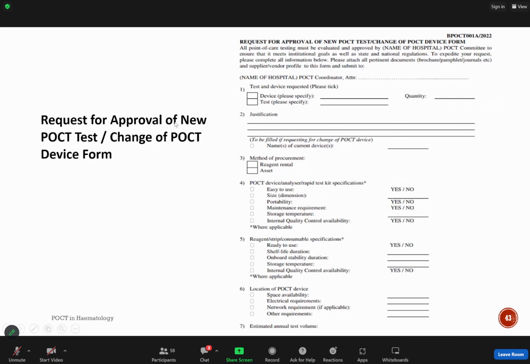Okay, this is the form that they use for request of new POCT or change of POCT. All this is provided in the national policy and guidelines. The form consists of the name of the test and device requested, justification, they must have the justification, method, procurement, POCT device. They have to answer everything listed in the form, including the location.